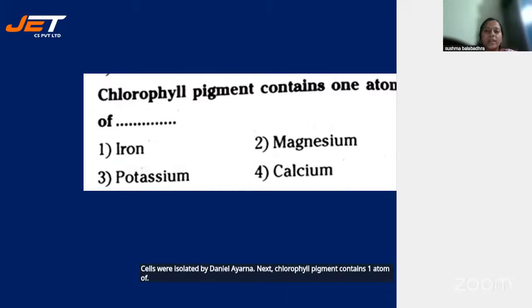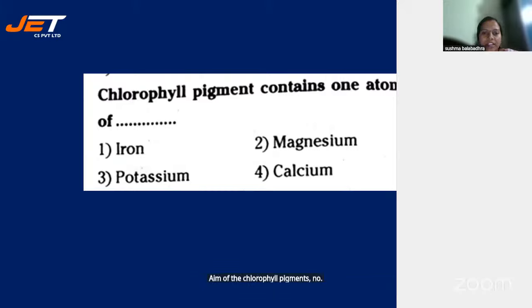Chlorophyll pigment contains one atom of. Option 1 iron, option 2 magnesium, option 3 potassium, option 4 calcium. Students, read the questions given here carefully. What is the correct answer?